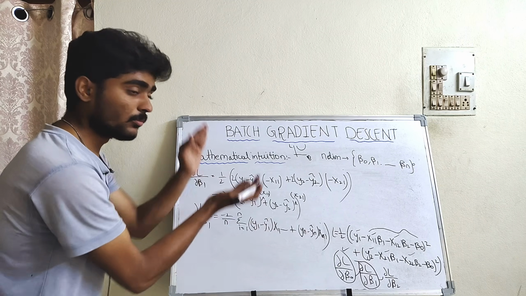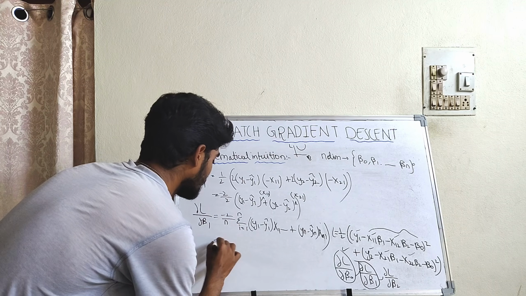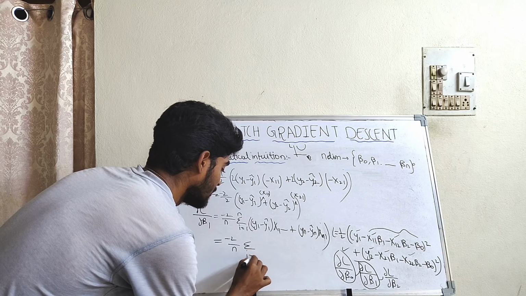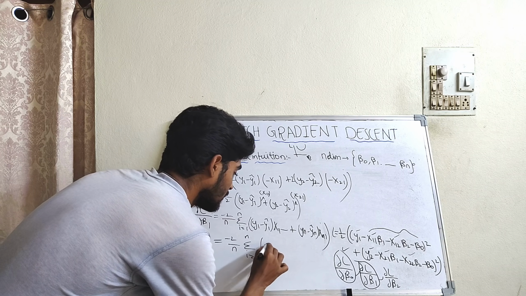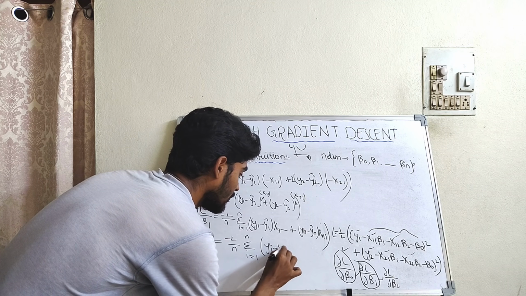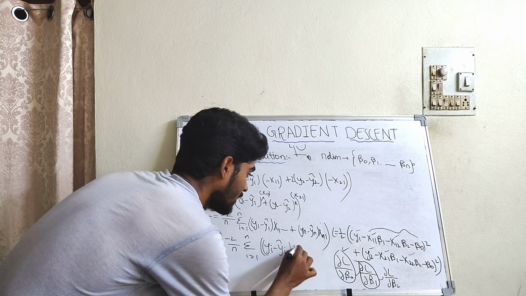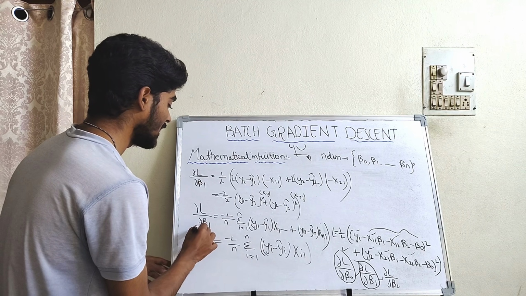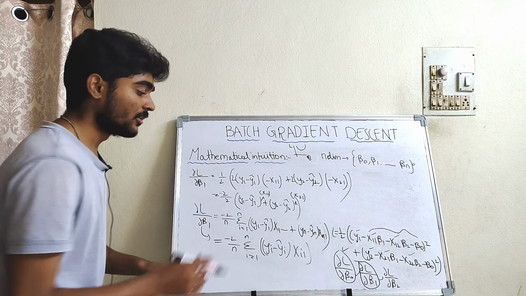Still more generally you can write it as minus 2 by n, summation of i equal to 1 to n, yi minus yi hat, times xi1. This is the more generalized formula for calculating del L by del beta 1.